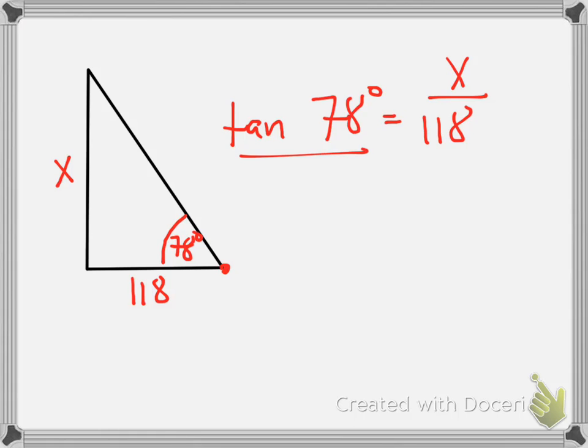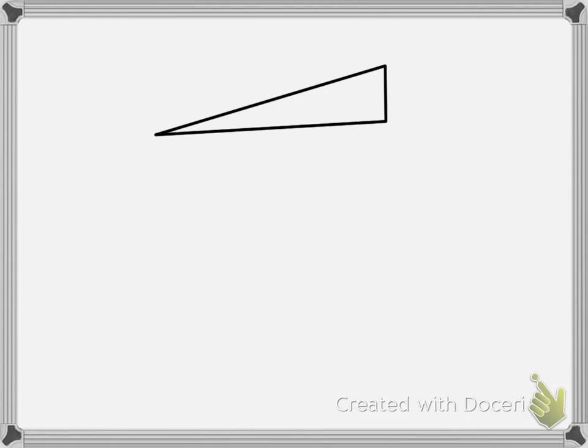So we do our cross products, so x is equal to the tangent of 78 times 118. So that means that the height of the Washington Monument is 555 feet. Okay, this one's not hard, it's just a matter of setting it up. All right, here's our next one.